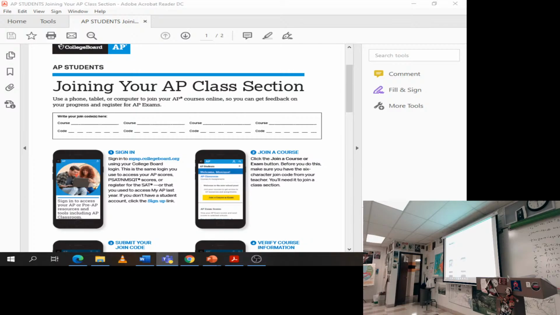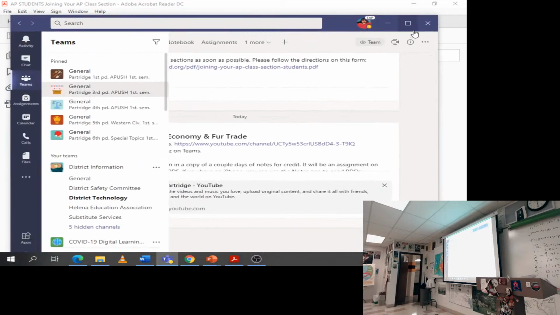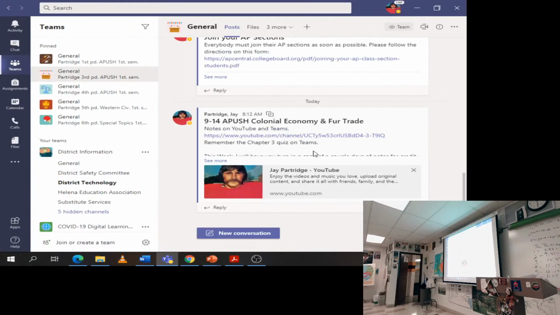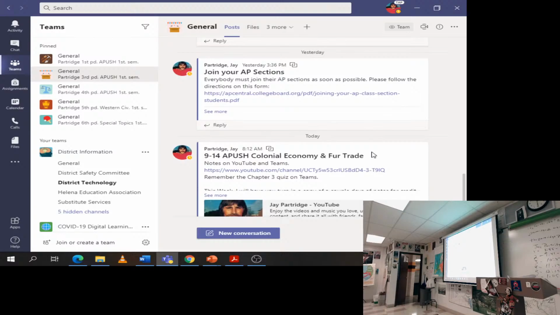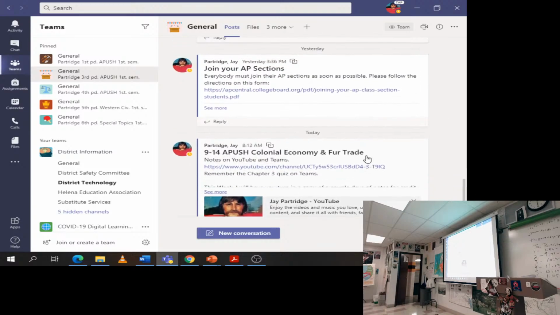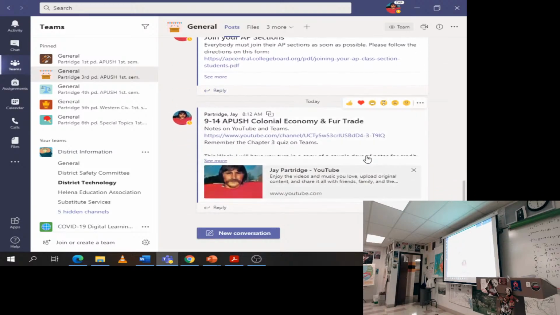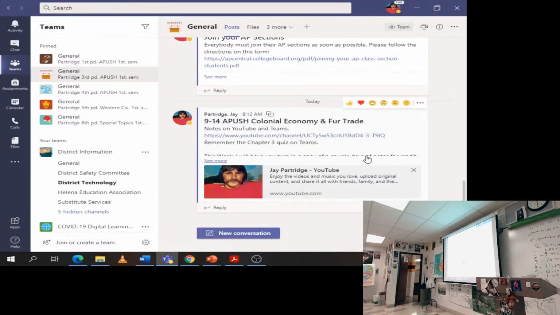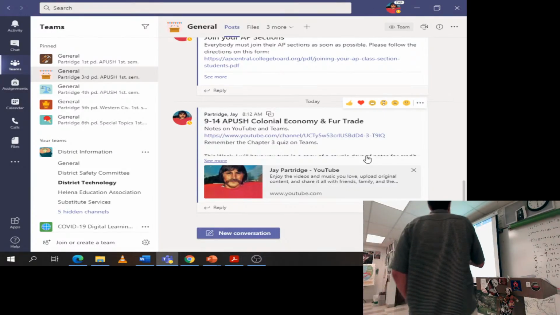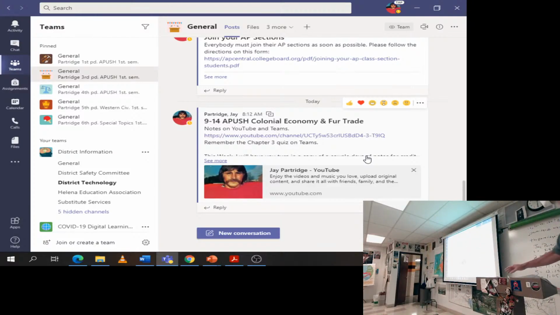I put a couple more things on Teams. Teams is quirky. I'm not a fan, but we're kind of stuck with it. I started doing this last week, and I don't know why I didn't do it in the beginning, but I will put down what we're doing every day, just real quick, so even if you're not there, you have an idea. So a little bit of the Colonial Economy. I didn't quite get to the fur trade, but you know, I always have plans.